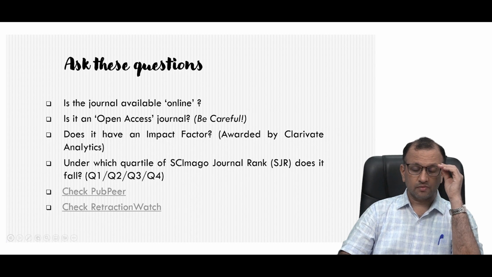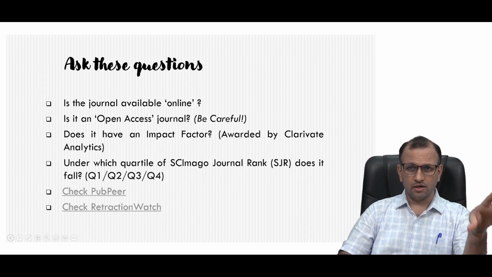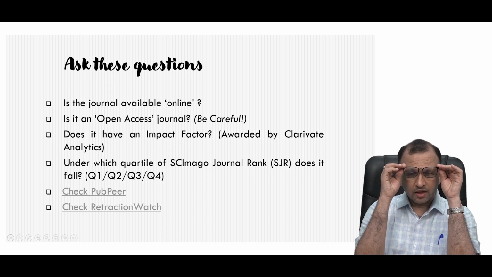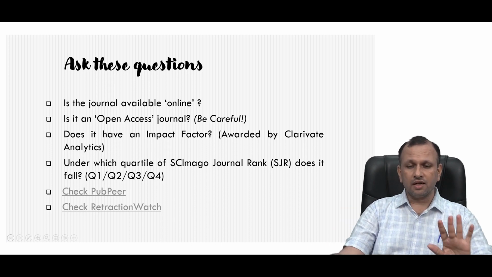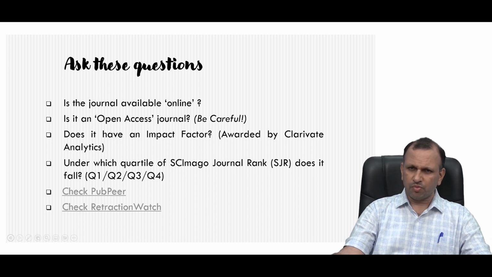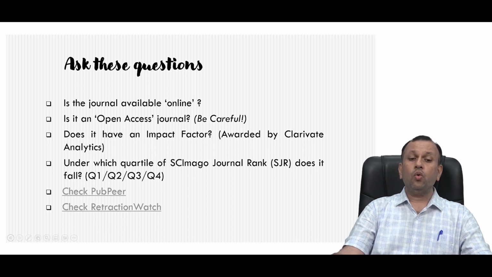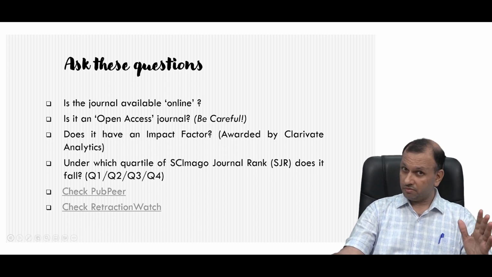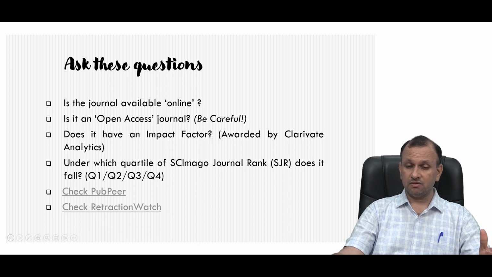Now, ask these questions. If you have found a journal or shortlisted a few journals, then ask these questions, right? Is the journal available online? Go to the website. See how the website looks. Is it professionally made? Because most of the pseudo journals or predatory journals do not have a professionally made website. Whether it is an open access journal, be careful. As I told you, open access journals need to be very, very carefully identified.